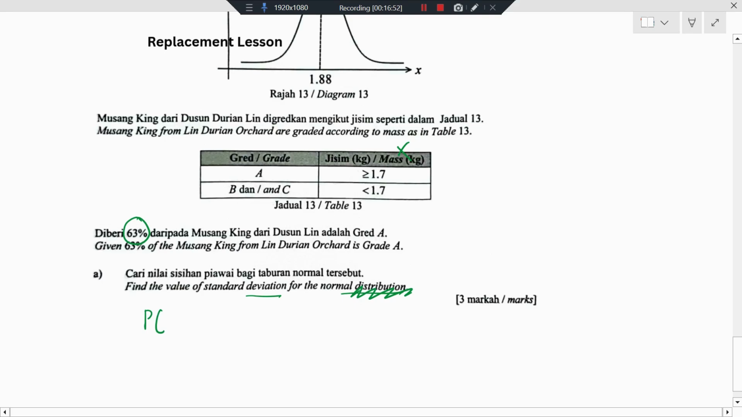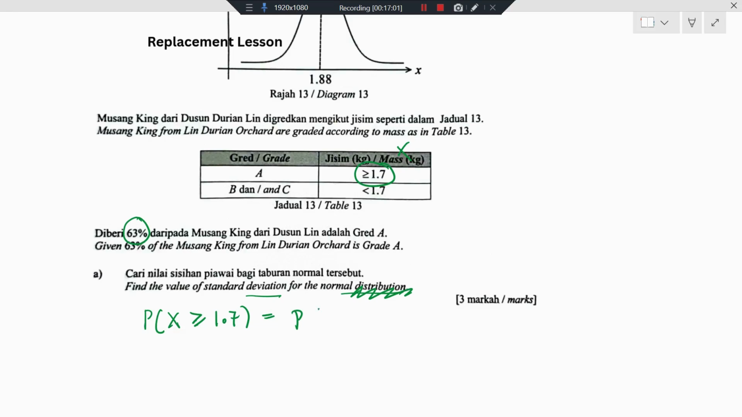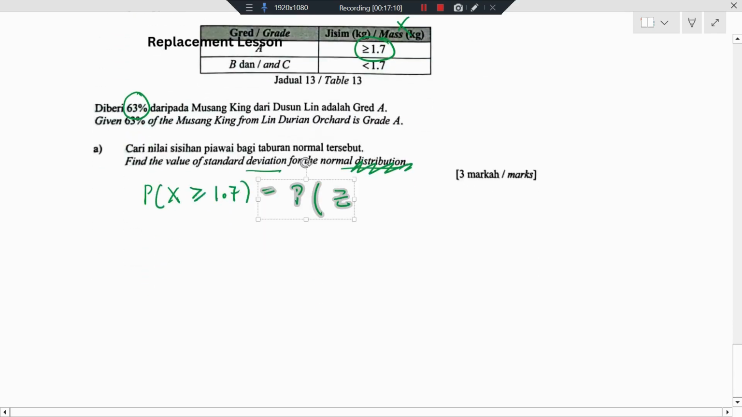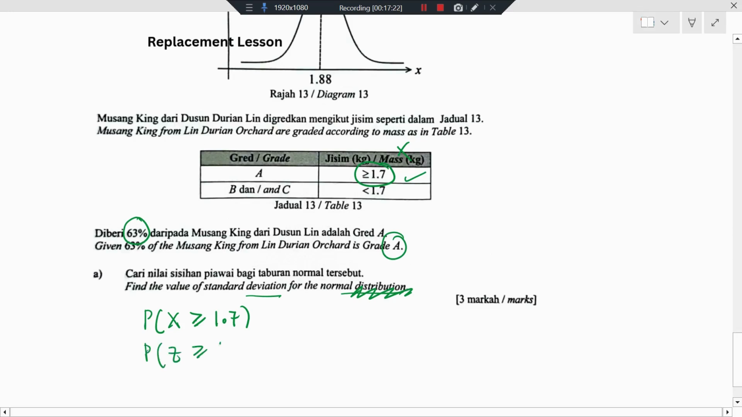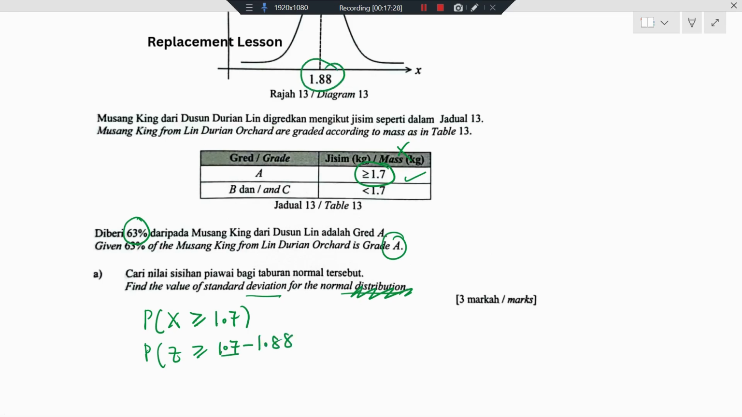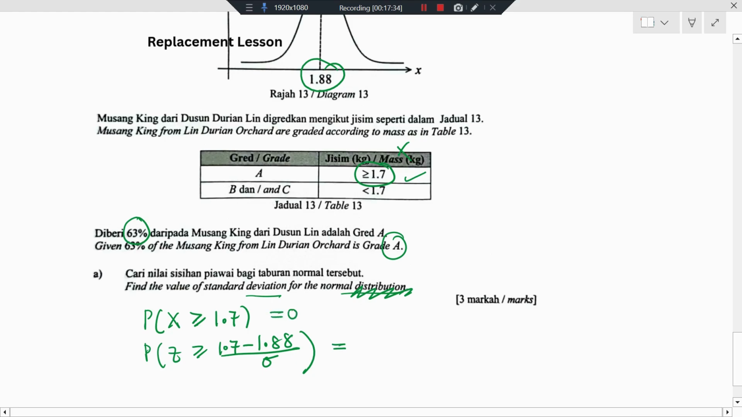So probability, what is grade A? Grade A is more than or equal to 1.7. So we change it to Z first. Of course, that's our first step, right? Okay, come again. Always track back the question. They are telling us 63% of the Musang King is grade A. Grade A is what? More than 1.7. That's why I put it like this. And then Z is 1.7 minus mean. What is the mean? 1.88. And the standard deviation, we don't know. I represent it with the standard deviation symbol. And this should be equal to 0.63.